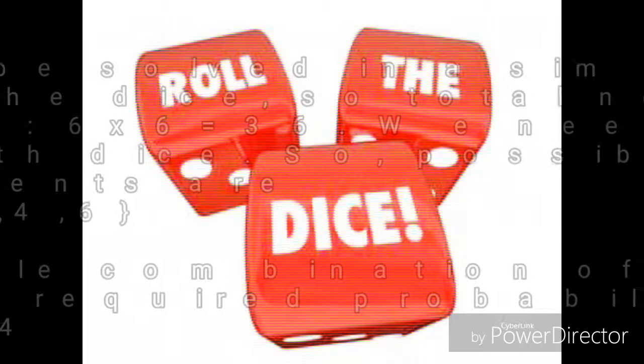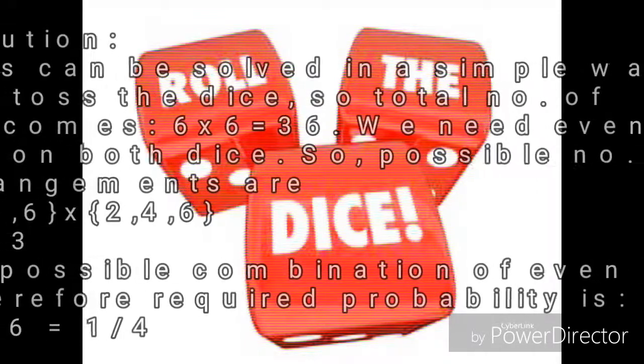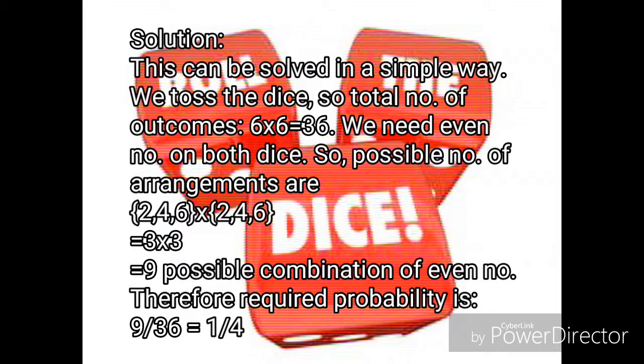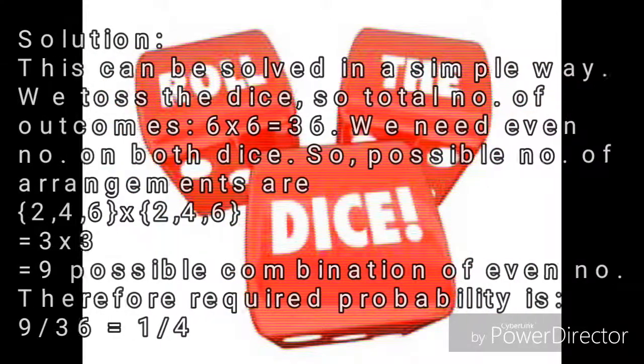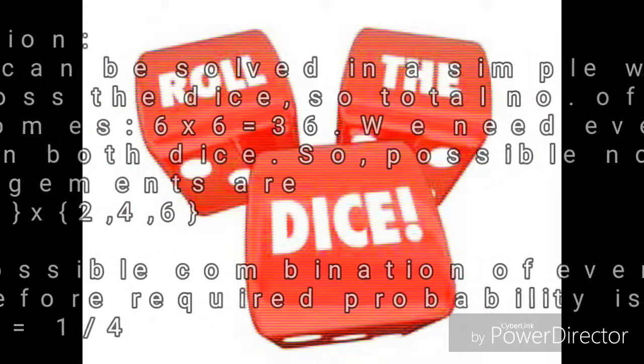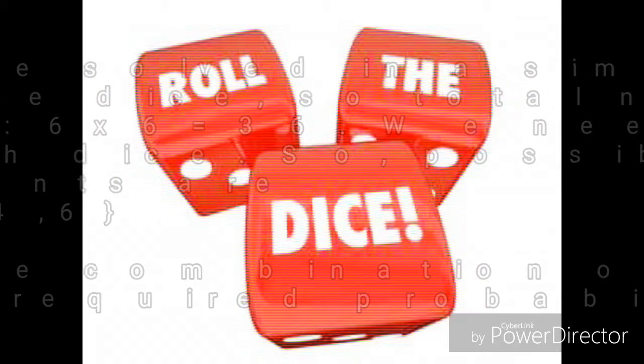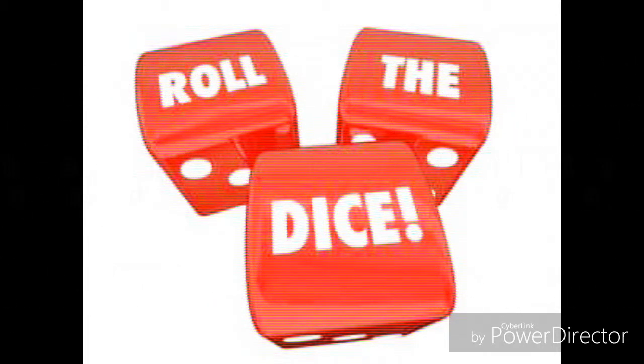This can be solved in a simple way. We toss dice twice. So the total number of outcomes is 6 times 6 equals 36. We need even numbers on both dice. So the possible number of arrangements are set 2, 4, 6 multiplied by set 2, 4, 6 equals 3 times 3 equals 9 possible combinations of even numbers. Therefore, the required probability is 9/36 equals 1/4.